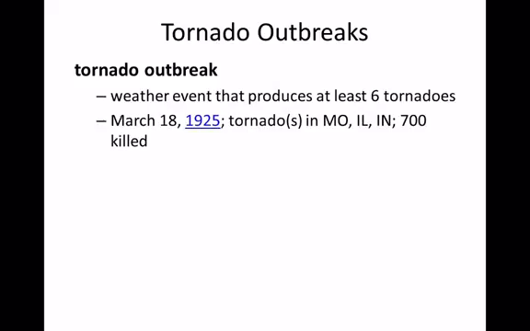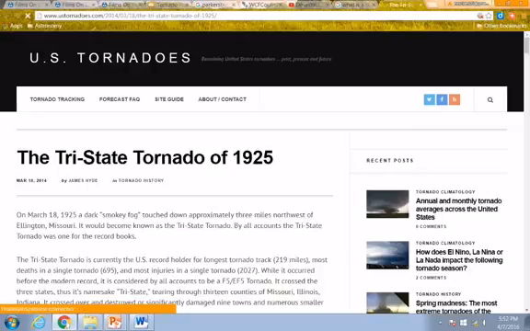So, for instance, in 1925, 700 people were killed by this one tornadic outbreak. Let's see if this will do it for me. If I click on that. So you can find anything on the internet. This actually talks about that outbreak way back then. Sometimes I'm like, how did you really know?